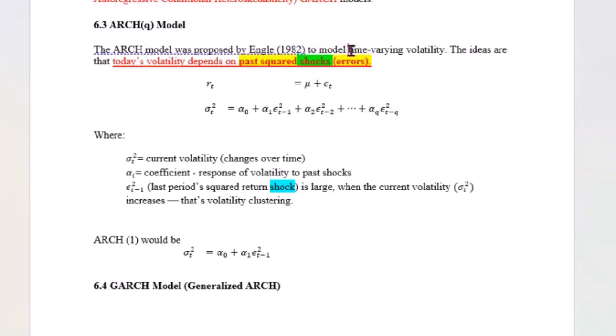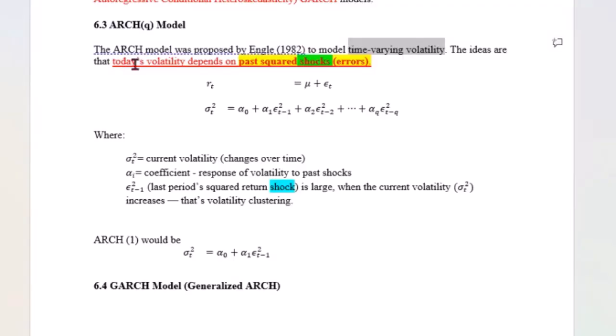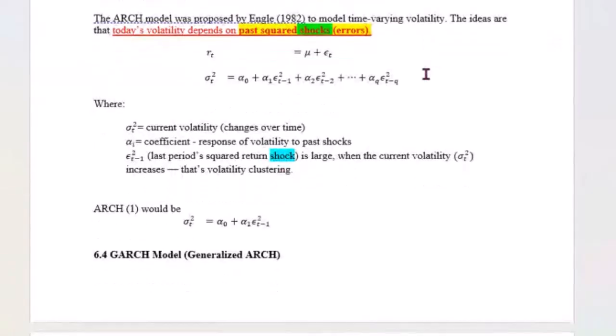So the ARCH model was proposed by Engle to model time varying volatility. Its intention was to model the volatility that changes over time. The idea is that today's volatility depends on past squared shocks, or it depends on past errors. That's why we are saying that it is varying or it is changing over time.